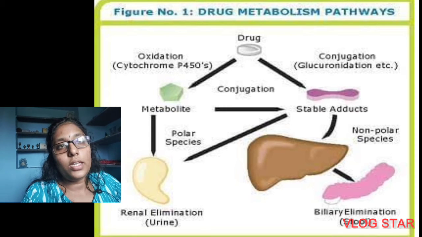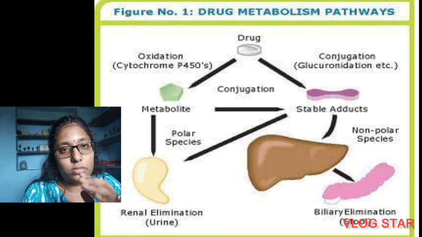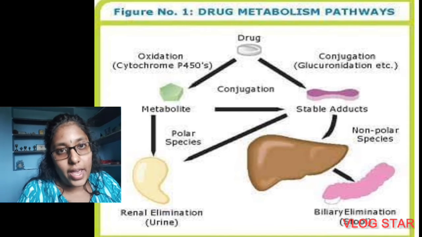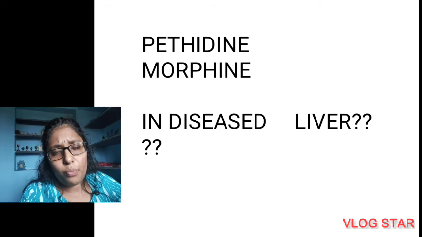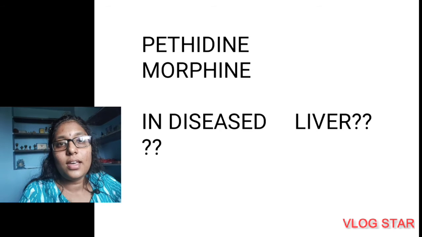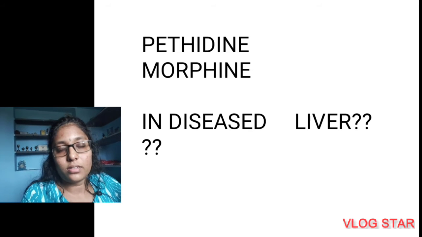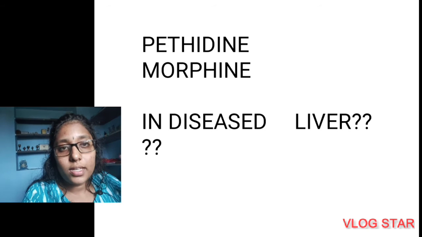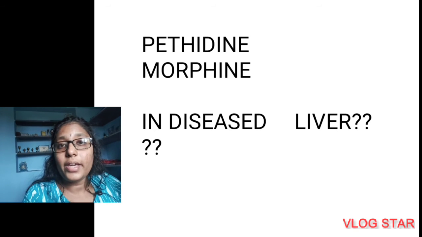So this is how metabolism occurs, phase 1 and phase 2. This is the importance of each reaction. The term metabolism itself, all of this happens in the liver. The liver is the metabolizing organ. Metabolism takes place in other organs too, but the major part of metabolism takes place in the liver.